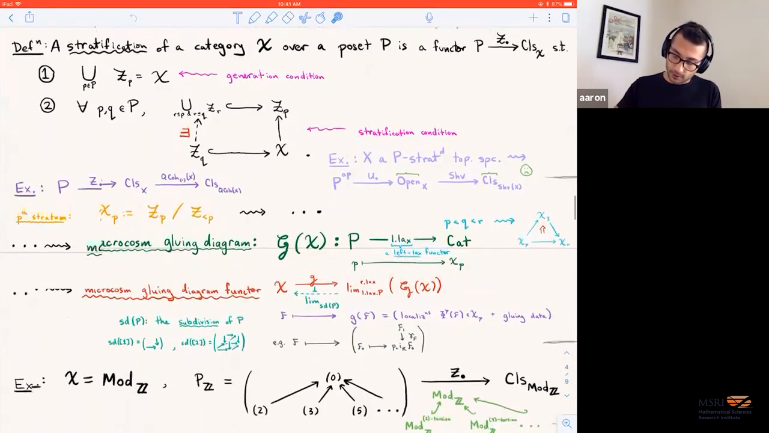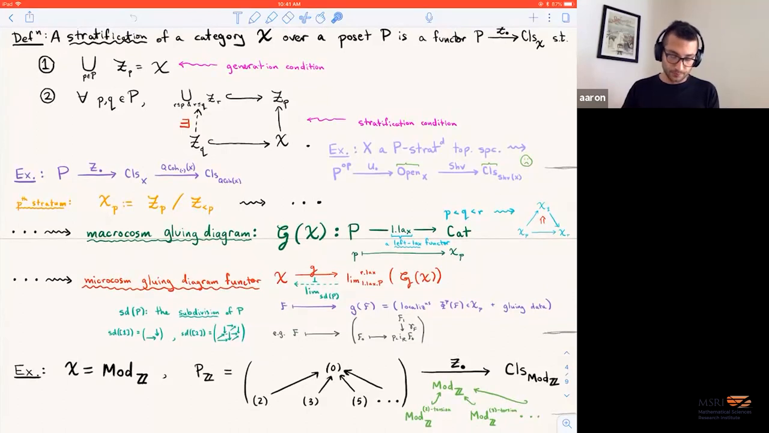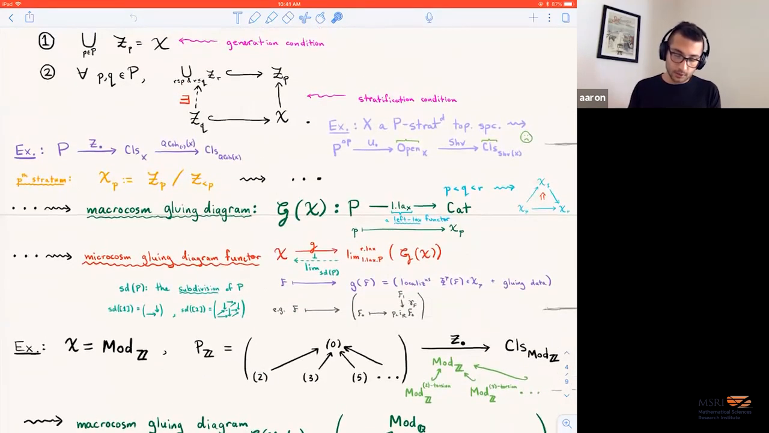So the example is back to Z modules. So the category curly X is Z modules, and P sub Z, the specialization poset of Spec Z, actually, it looks like this. So it's just got all of these points corresponding to primes, and then it's got this one generic point, and this is the correct direction, it turns out. So this is the poset, and this is going to be an instance of a more general phenomenon of Dirac reconstruction. This has this canonical functor to closed subcategories.